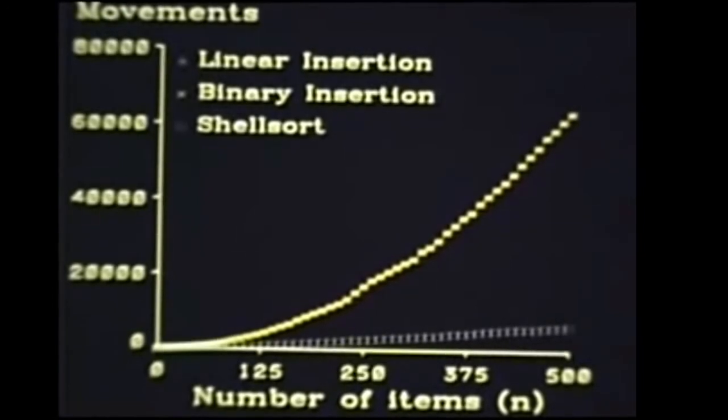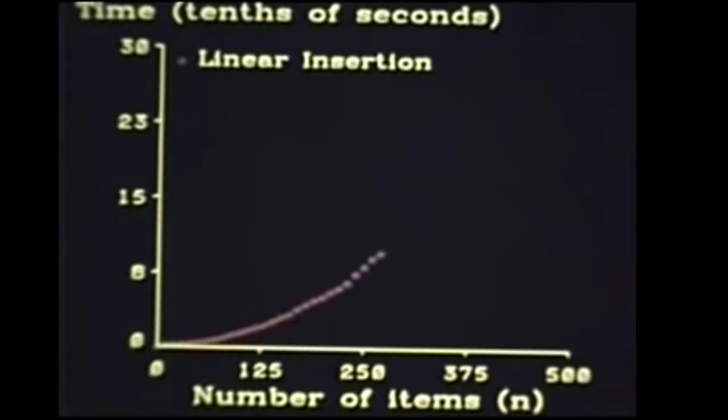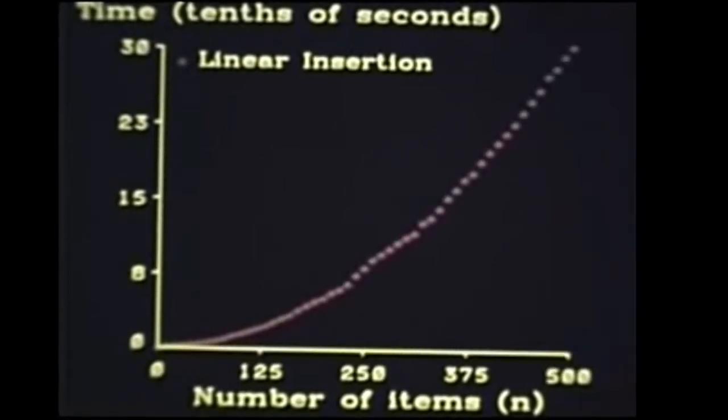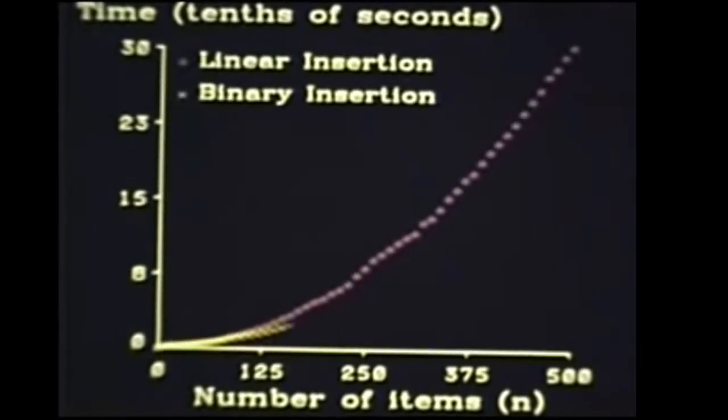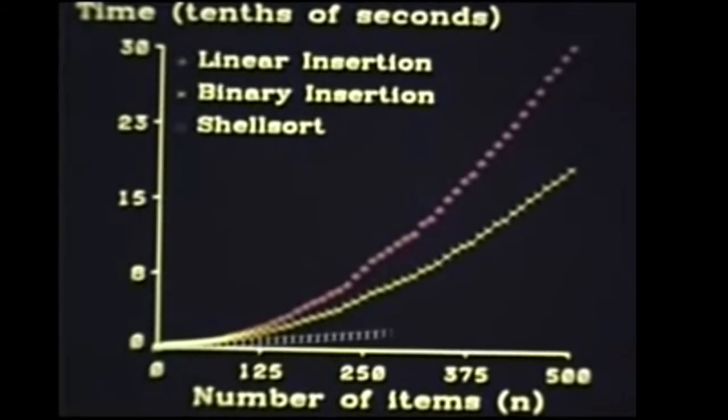Total computation time is a function of both comparisons and movements. We have coded the algorithms as similarly as possible in the C language on a PDP 1145 computer. Linear insertion is clearly order n squared. Binary insertion yields a slight improvement. The shell sort yields a significant improvement.